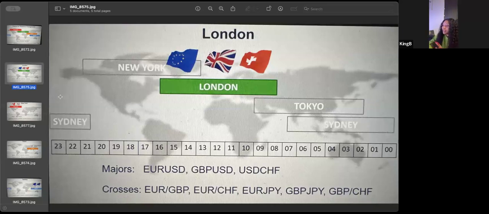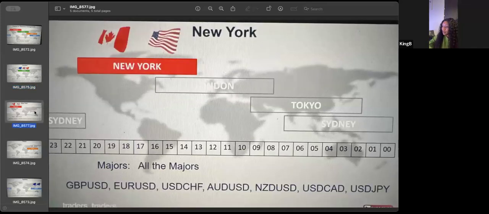So now these are the pairs that align with those sessions. I'm saying it because we're going into how to use this. US oil, amazing. I'm a US 30 girly, so I can relate to US oil.